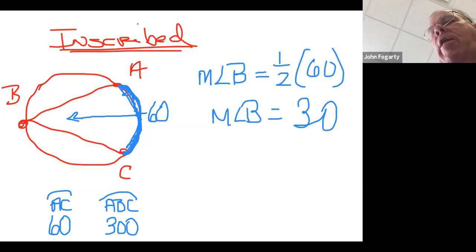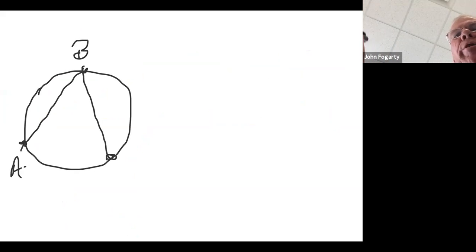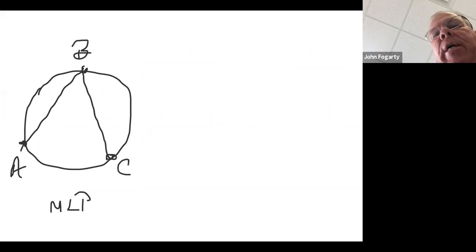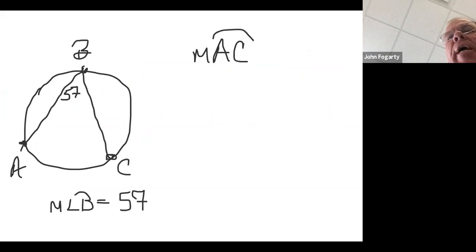But we can do it the other way. If I give you the angle, you can tell me the arc. So we'll just take the same picture. We just move the angle around. And this time I'm going to tell you the measure of angle B is 57. And I say to you, what is the measure of arc AC?